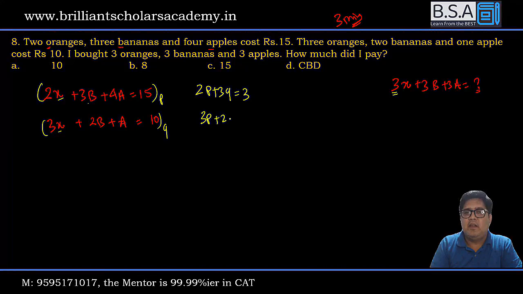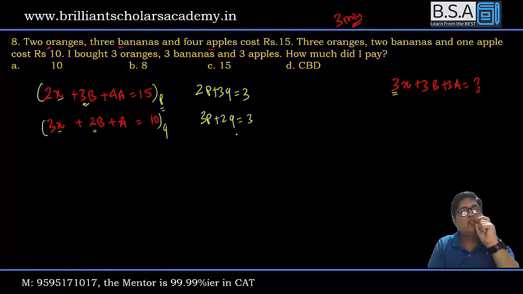3P, 2Q. That is what bananas. Bananas were 3, they become 3P. Bananas were 2, they become 2Q. I want there to be 3 bananas. You solve these two and then check for the last one. Don't write the last equation at this moment.